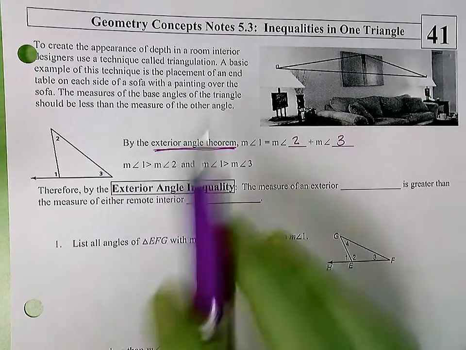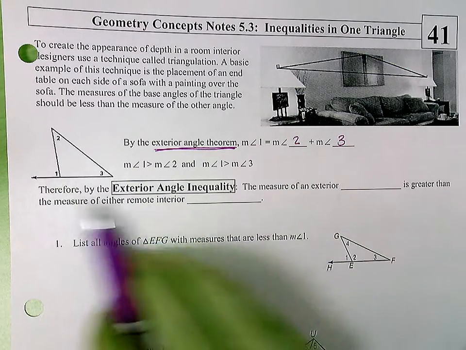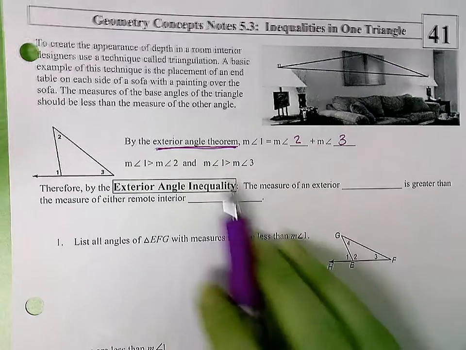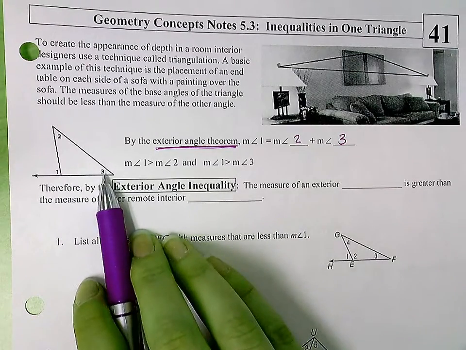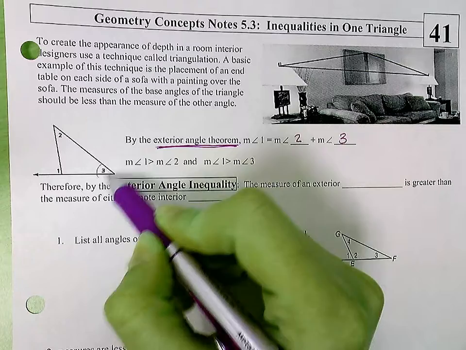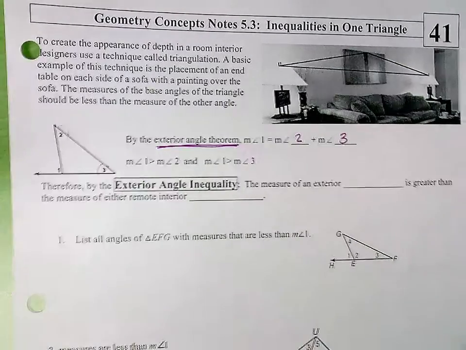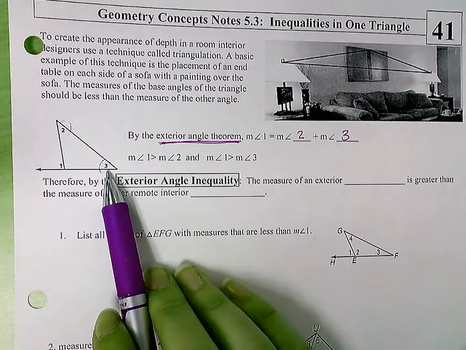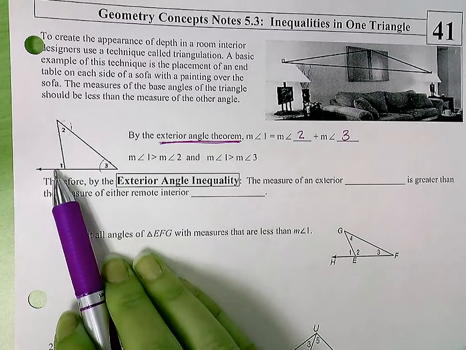So it follows that the measure of angle 1, okay, that exterior, has to be greater than the measure of angle 2. And the measure of angle 1 has to be greater than the measure of angle 3 by itself. Since you're adding these two together to get that one, they must both be smaller than that exterior. Does that kind of make sense? Okay, so they have to be smaller since you're adding them together to get that angle.